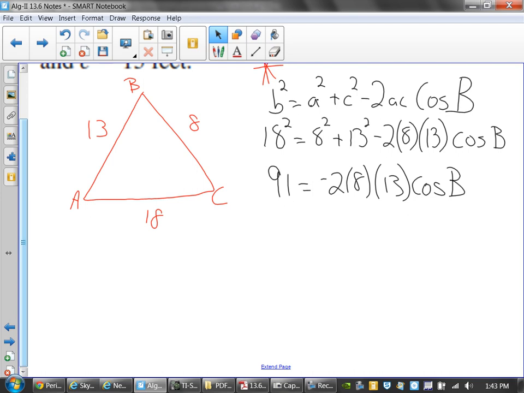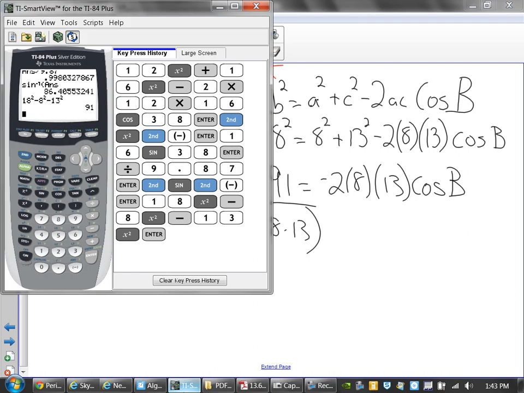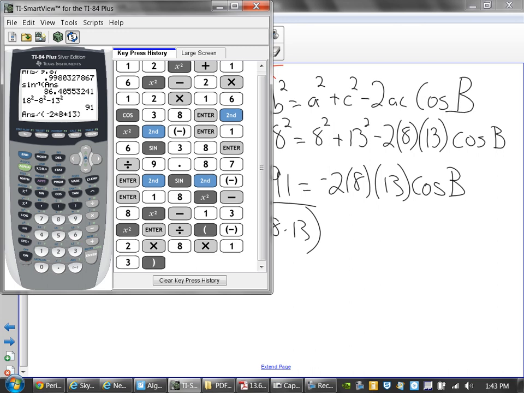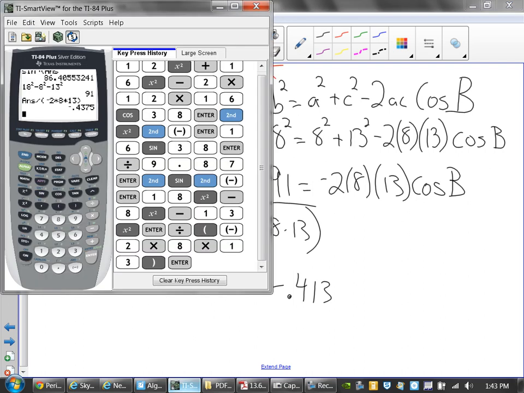Divide. So in my calculator, I take the 91 and I divide it by parentheses, negative 2 times 8 times 13. I have to make sure I put that in parentheses, because if I don't, it's just going to divide it by negative 2, and then it's going to take that value and multiply it by the other two terms. And now I get some negative decimal. Was it negative 0.4137 or something like that? 437.